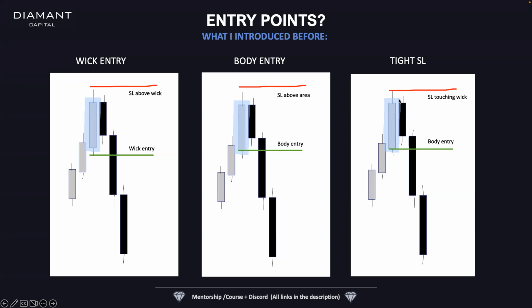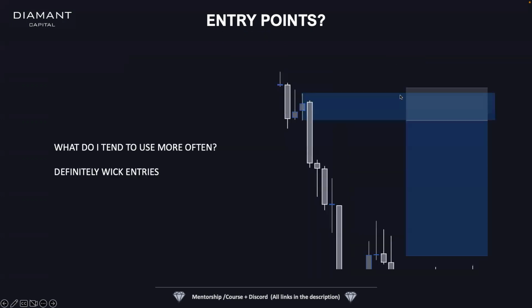Now, personally, I wouldn't really advise that. And the way that I've been doing it, especially in all my analysis that I send to my students as well, is this. I tend to use wicks a lot more. The reason is because many, many times, if you do enter on just the body, for example, so let's just say we entered from up there.